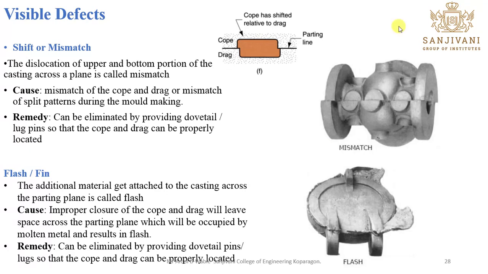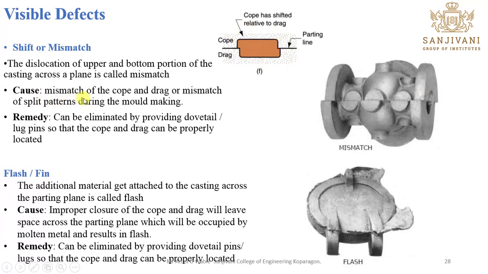So this is a component. If you see this component, you will see that along the parting line, the component has been shifted. That is, the top half and bottom half have been shifted. It doesn't match exactly. So this kind of defect is called a shift or mismatch, as the top half and bottom half are not matching, so we call it a mismatch. Here you can see the 2D figure.